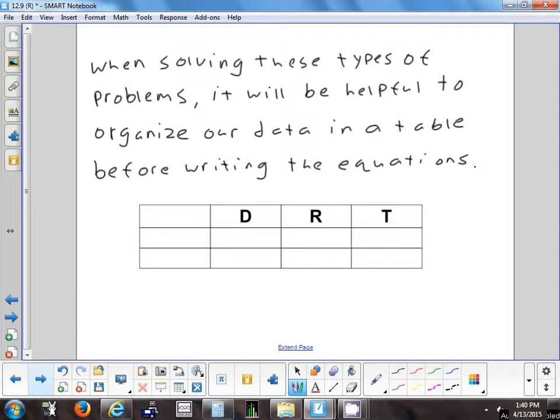The columns stand for your distance, your rate, and your time. Now, when you set this up, I would expect to see a couple letters. Okay. Generally, there's going to be two things we don't know. Okay. But we're going to set up a system, and we'll use substitution, and I'll show you how that works. Any question on the table?